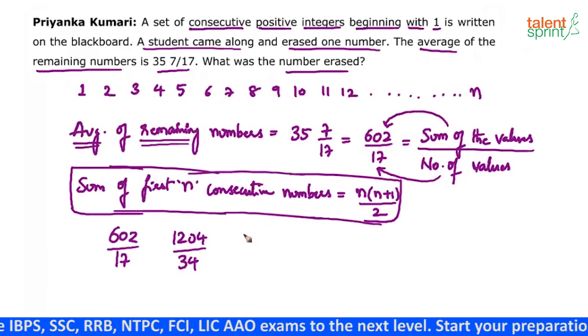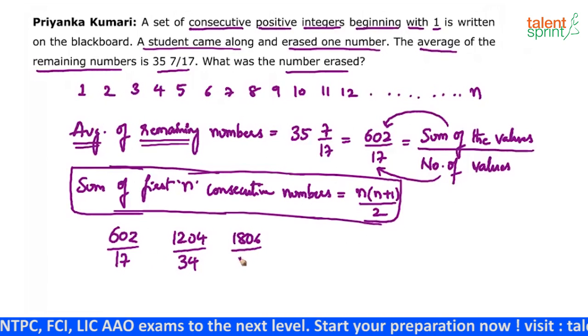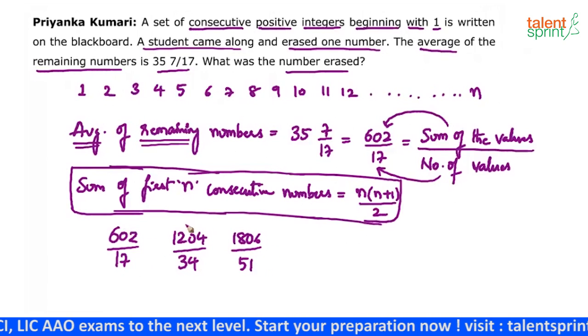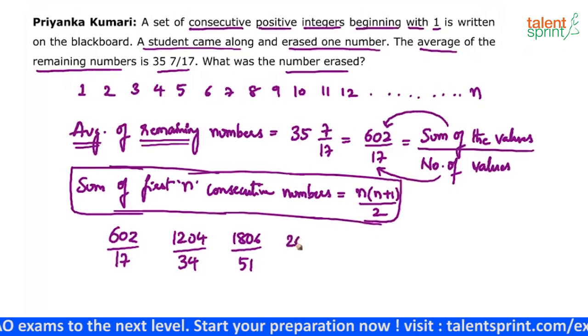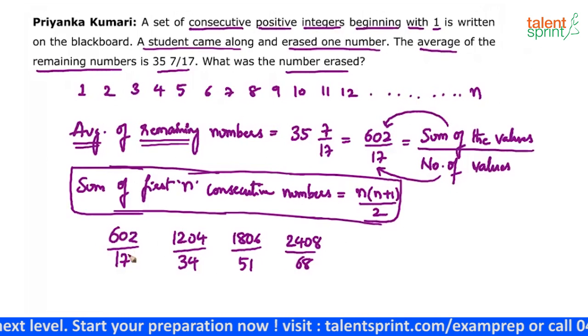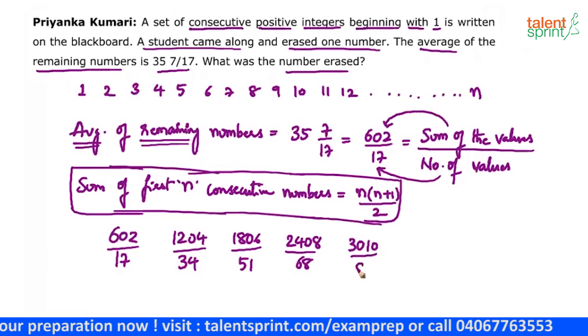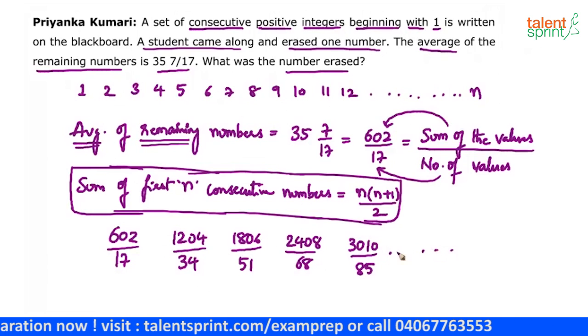Or multiply both numerator and denominator by 3. 602 into 3 will be 1806, divided by 17 into 3, 51. Or multiply both numerator and denominator by 4. 602 into 4 will be 2408, divided by 17 into 4, which is 68. Multiply both by 5. 602 into 5 will be 3010, and 17 into 5 will be 85, and so on.